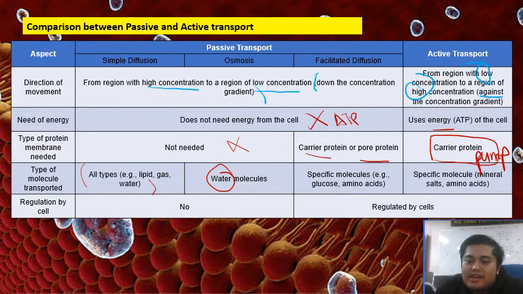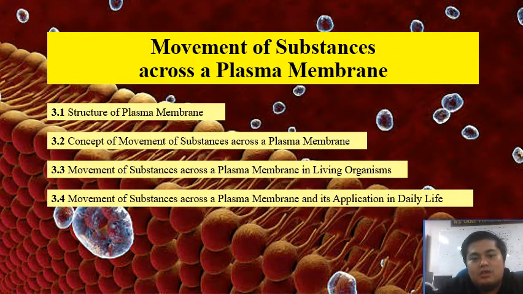Tapi yang membezakan active transport dengan facilitated diffusion, kat sini dia kena guna tenaga sebab dia melawan kecerunan. Kalau untuk facilitated tadi, dia menuruni kecerunan, down the concentration. So regulated by the cell. So untuk osmosis dan simple diffusion is not regulated by the cell, but active transport and facilitated diffusion is regulated by the cell. So dengan ini tamatlah subtopik 3.2, concept of movement of substances across the plasma membrane.